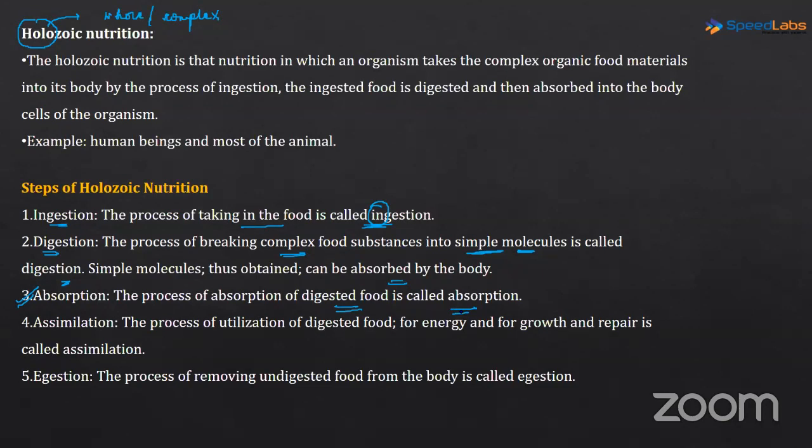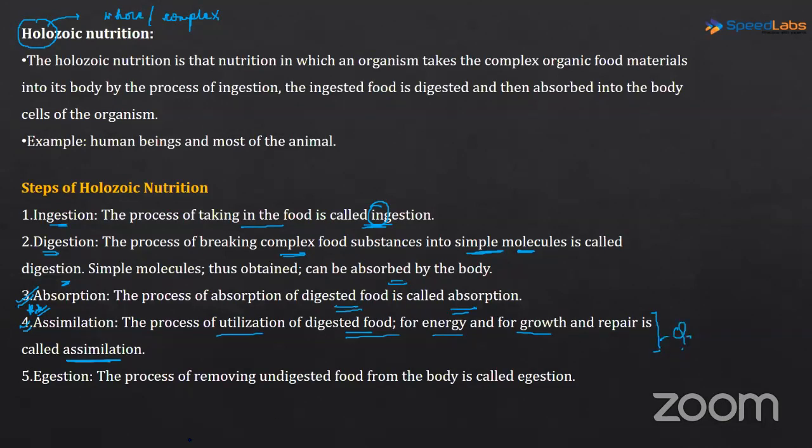Now once the food has been absorbed, it is taken to the different cells of the body. What will the cells of the body do? They will utilize it, right? They can use it for growth, repair, reproduction, etc. So the next step is assimilation: the process of utilization of digested food for energy, growth and repair is called assimilation. Again, this is very important. There is a tendency to get confused here. We sometimes skip assimilation and the question comes in the exam, like define assimilation. So this is very important.